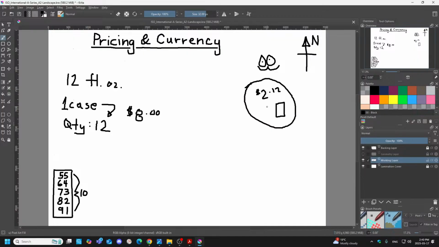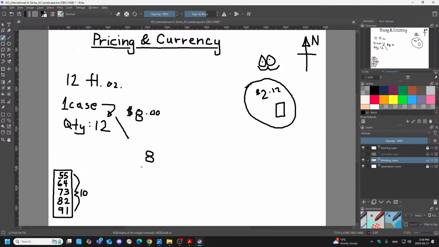Let's say you wanted to figure out which is a better deal. I have some extra money, I have $10. Do I buy one can or do I just buy the whole case? Well, essentially what you want to do is take that $8 and divide it by 12, right? To figure out the unit price of that item.